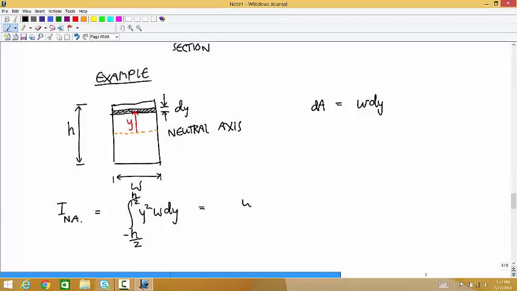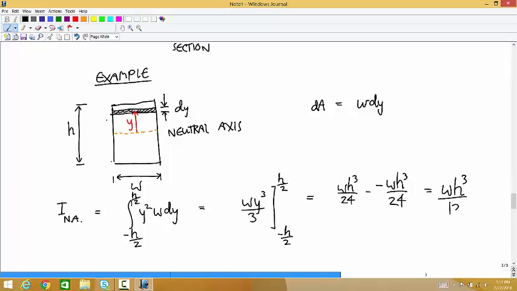And so we get w y cubed over 3 evaluated from negative h over 2 to positive h over 2. And you get w h cubed over 24 minus negative w h cubed over 24. Add those together and you get w h cubed over 12.